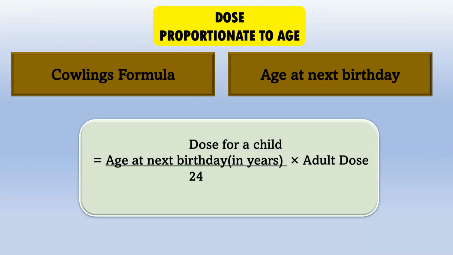Then next is Cowling's formula. So what is Cowling's formula? How is it calculated? The formula is dose for child is equal to age at next birthday, the age of child at next birthday in years, divided by 24, into adult dose. That is Cowling's formula.